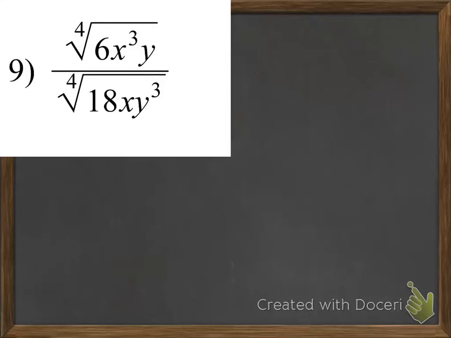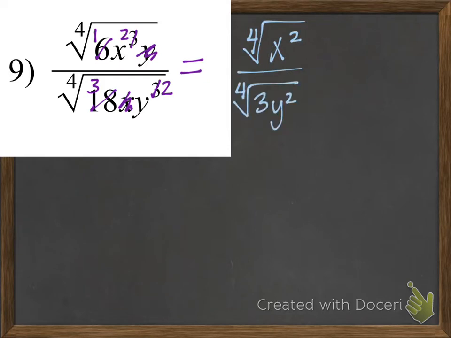I'm going to start out by simplifying under the radical so I can apply my exponent rules. Gives me an x squared on top and a y squared on the bottom. And then 6 over 18 is 1 over 3. So that will give me this. And now I need to rationalize the denominator.